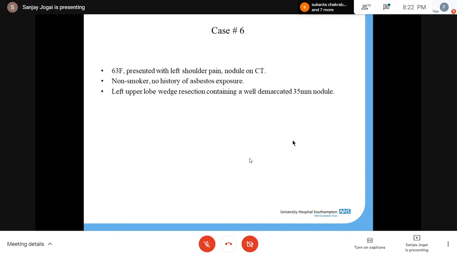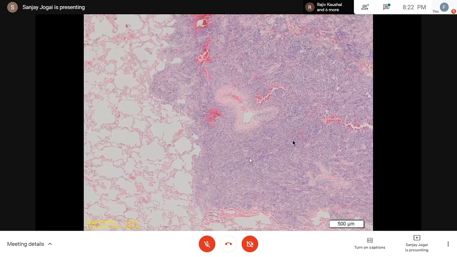Okay. So this is case number 6. She was a 63-year-old lady who presented with left shoulder pain, and there was a nodule on CT scan. She was a non-smoker with no history of asbestos exposure, and they found a well-demarcated 35 millimeter nodule. Now, this is how the nodule looks. So on the left, you have reasonably normal-looking lung parenchyma, reasonably sharply bordered tumor, which looks quite blue.